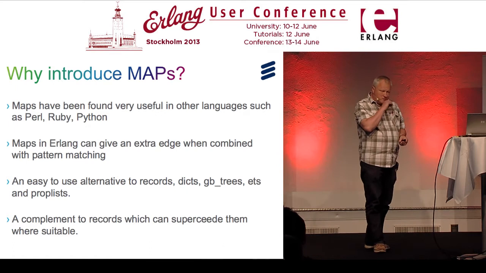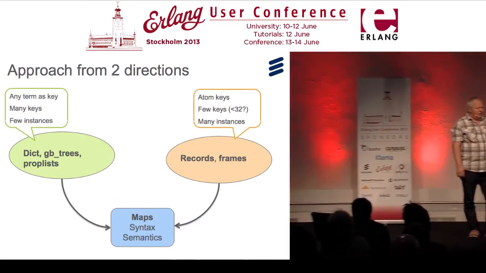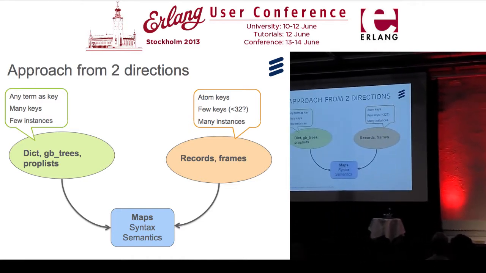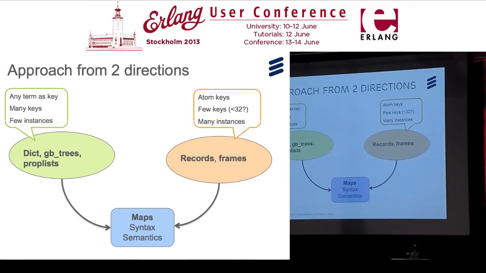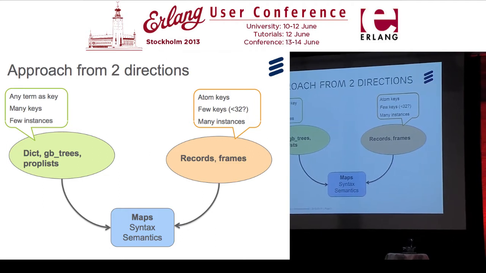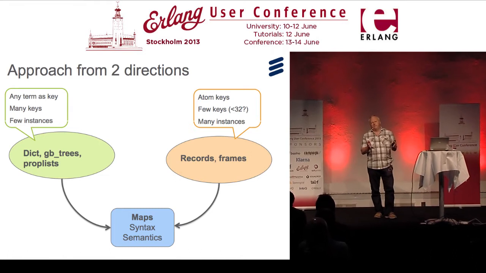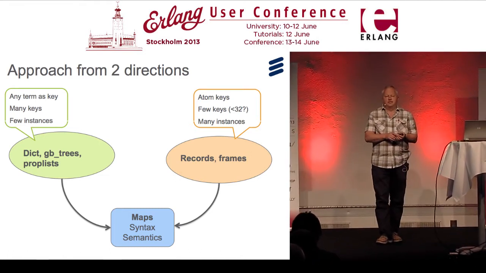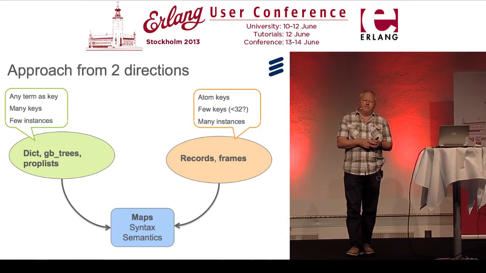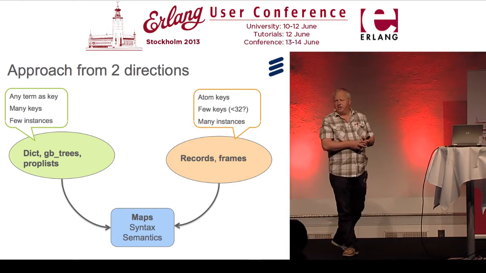There's two ways to approach this with maps. You can have the left side here as a replacement or alternative to dict, GB trees, prop lists. And in that case, you have probably a map with many keys, but you don't have many instances with exactly the same set of keys.